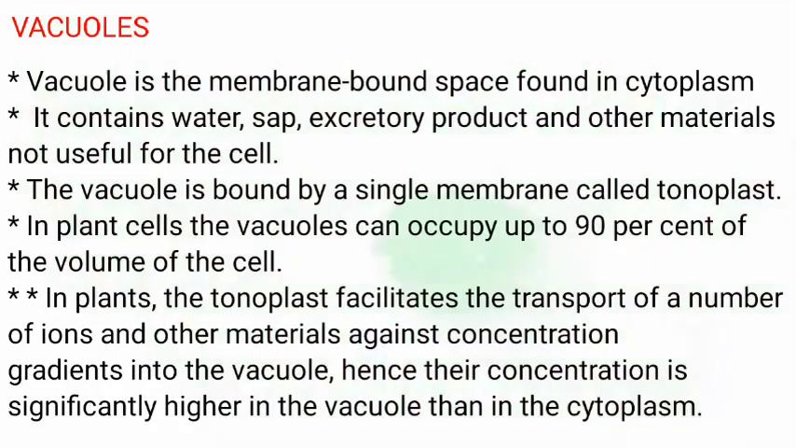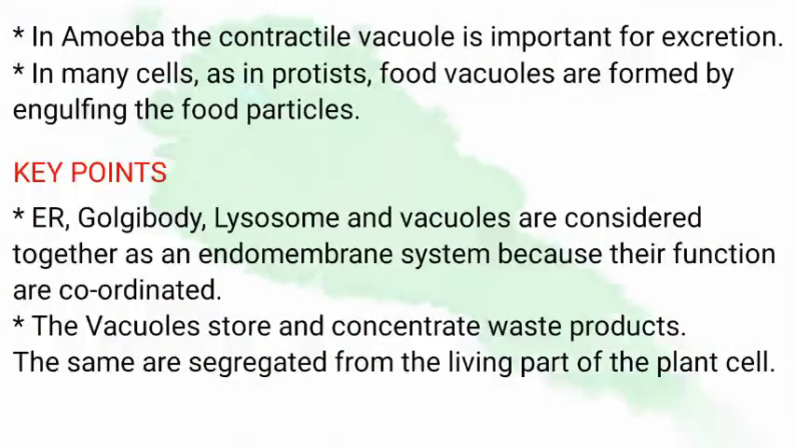Vacuole is a membrane bound space found in cytoplasm which stores excretory wastes of the cell. Vacuole is covered by a single membrane called tonoplast. In amoeba, the contractile vacuole is important for excretion. In many cells, as in protists, food vacuoles are formed by engulfing the food particles.